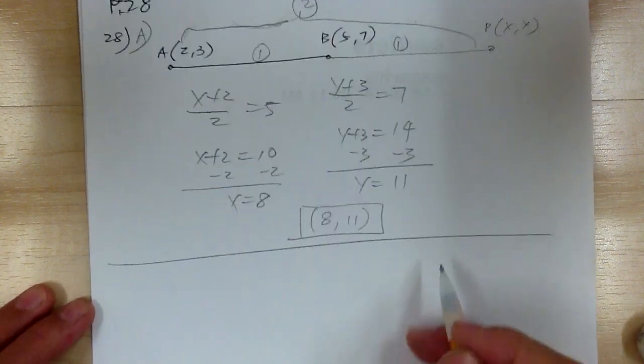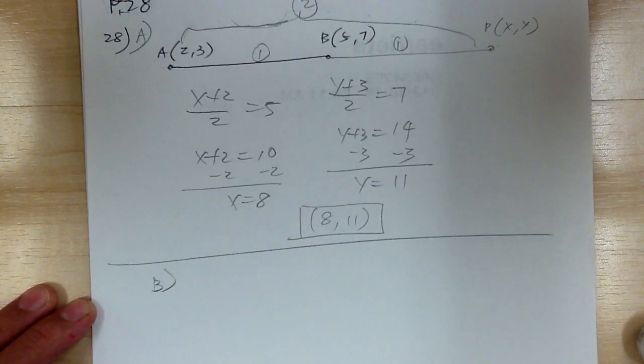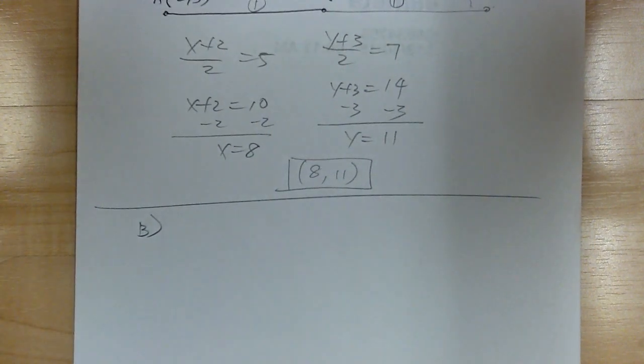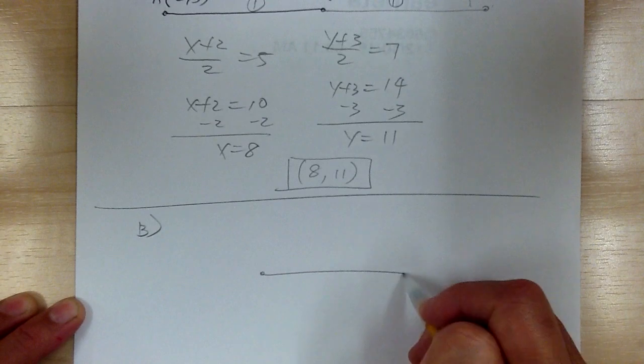Now for part B, the coordinate P is AB extended through A, so now it's extended the other way.